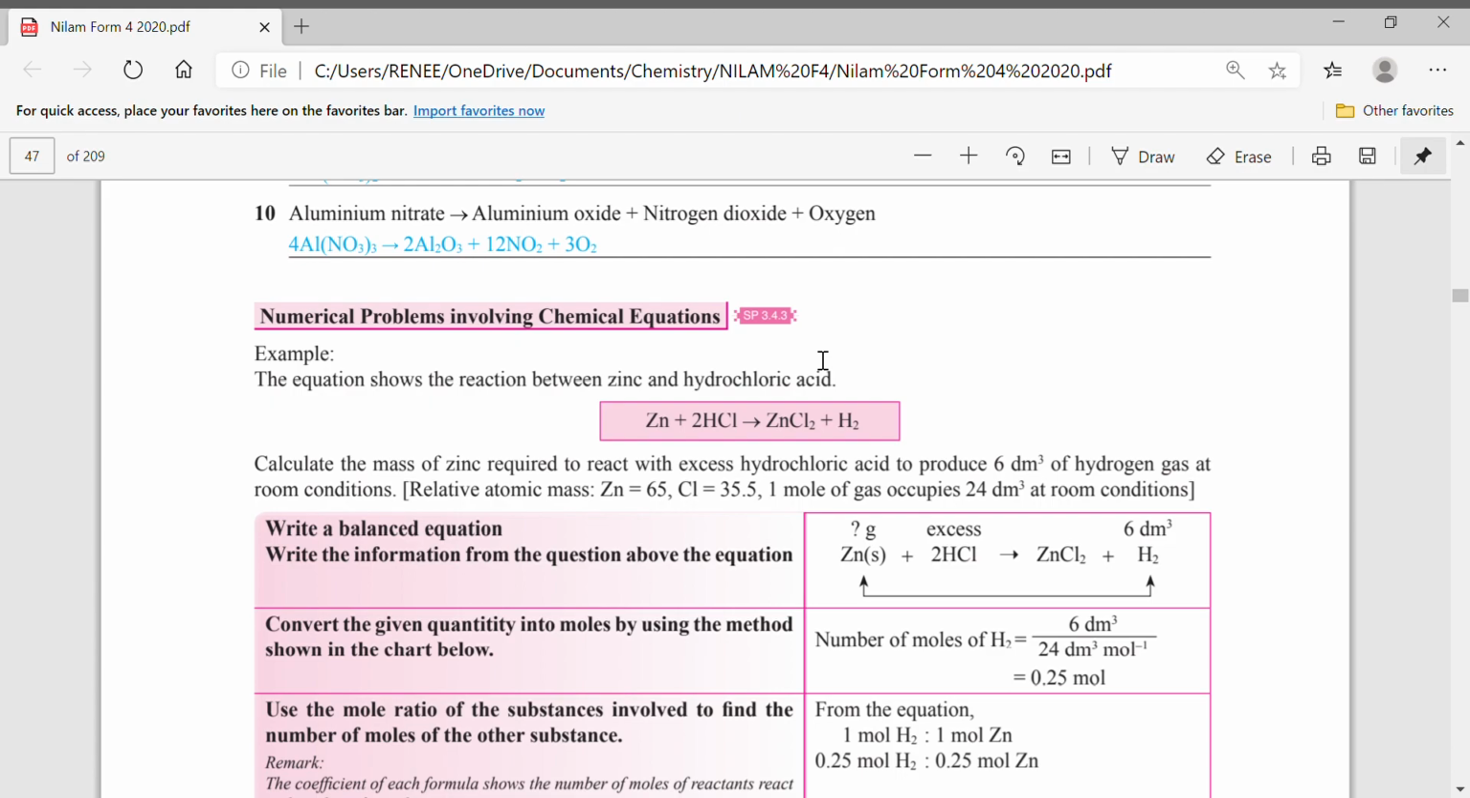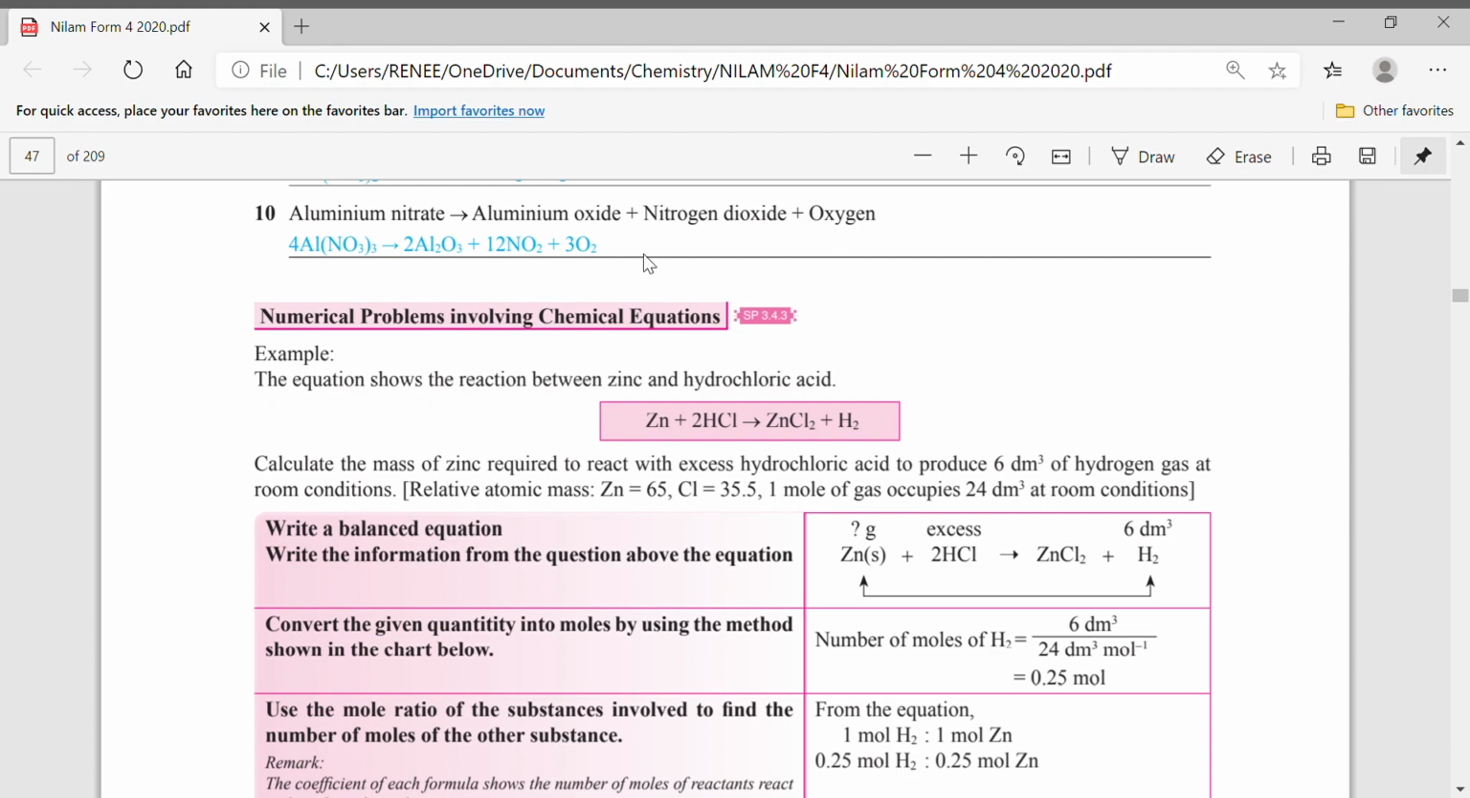The equation shows the reaction between zinc and hydrochloric acid. From the equation, we can interpret that 1 mole of zinc reacts with 2 moles of hydrochloric acid, producing 1 mole of zinc chloride and 1 mole of hydrogen gas. The question is, calculate the mass of zinc required to react with excess hydrochloric acid to produce 6 dm³ of hydrogen gas at room condition.